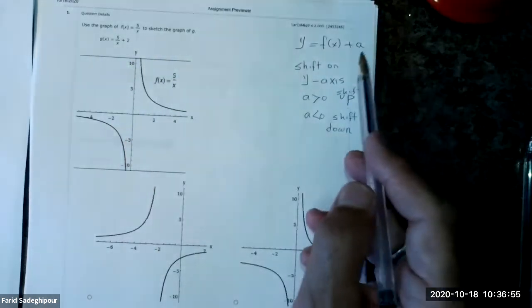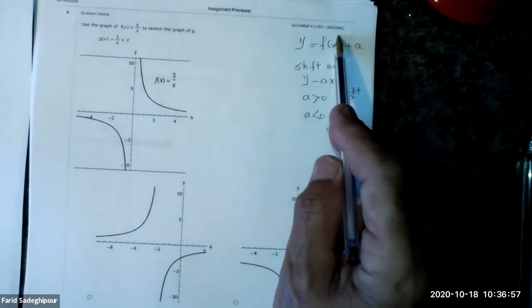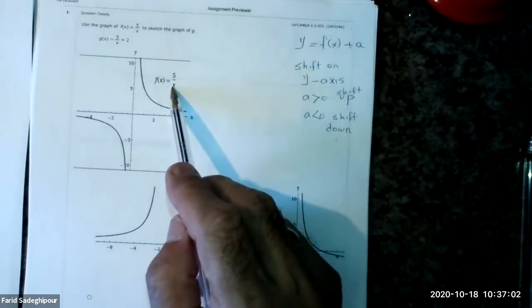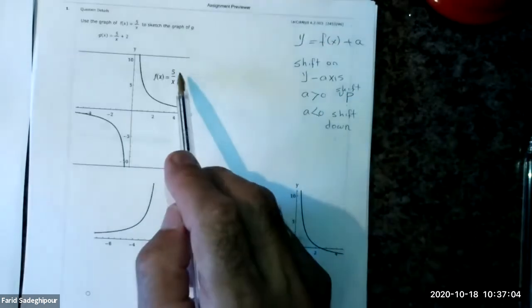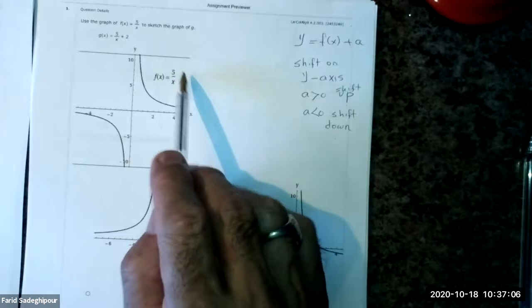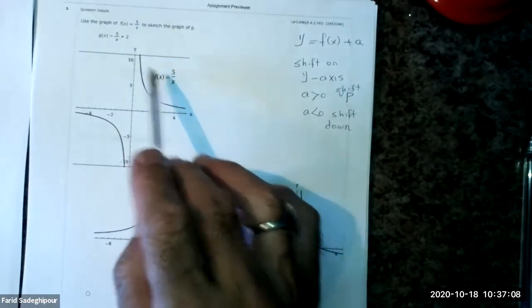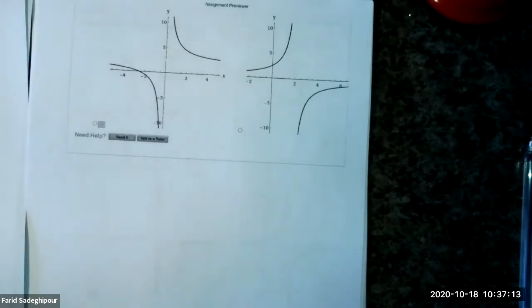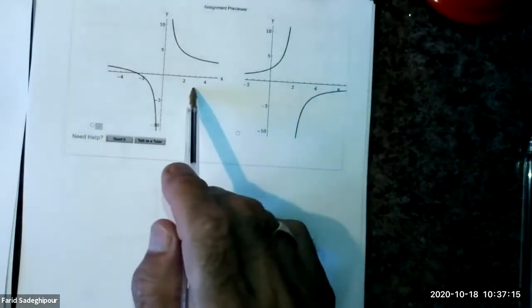Plus 2 means, if the number is not within, not associated inside the function, it is always a translation on the y-axis, up. So what's the difference? You take the whole function and shift it up 2 units. When you shift it up, you come up with this.